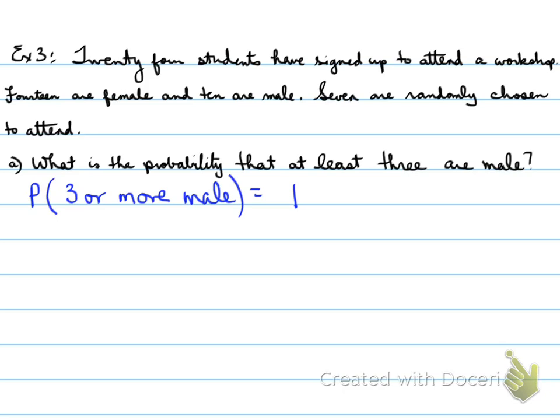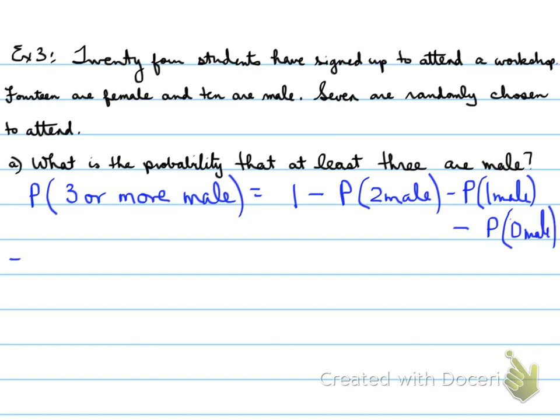Well, we'll do the indirect method, folks, and it's 1 minus the probability of 2 male, minus the probability of 1 male, minus the probability of no males. How do we do that? Well, 1 minus the probability of getting a male is going to be, from 24, we choose 7. Why 24? Because 14 plus 10, there are 24 students who signed up for the workshop.